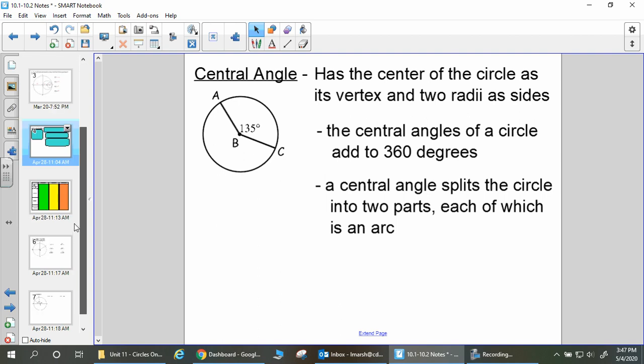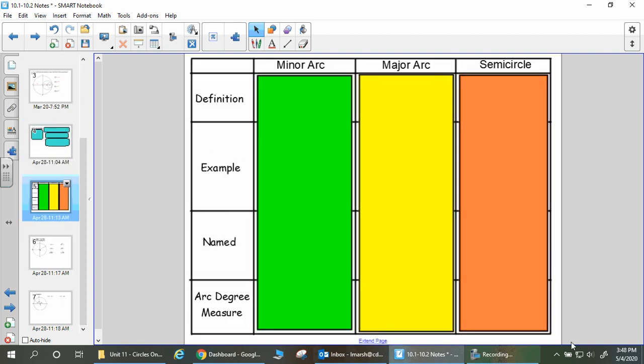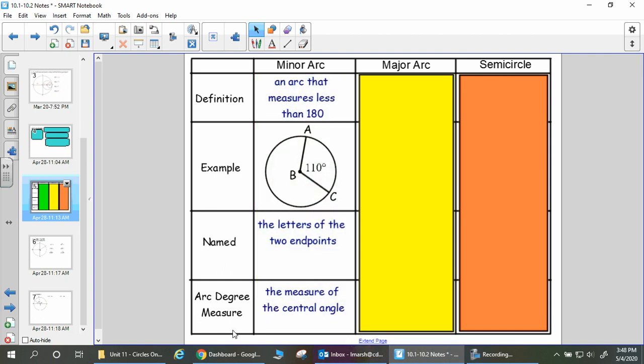So let's look a little bit at those arcs. So we've got, again, just some vocab. If you look across the top, there is a minor arc, a major arc, and a semicircle. And if you look down the side for each one, we're going to look at what technically is the definition, an example of what it looks like, how we name them, and also what they measure. So we'll take the minor arc first.